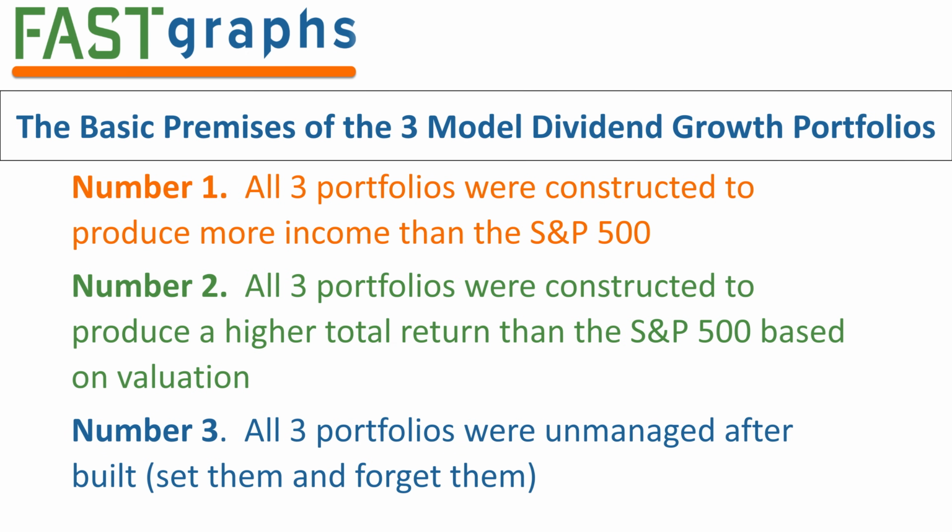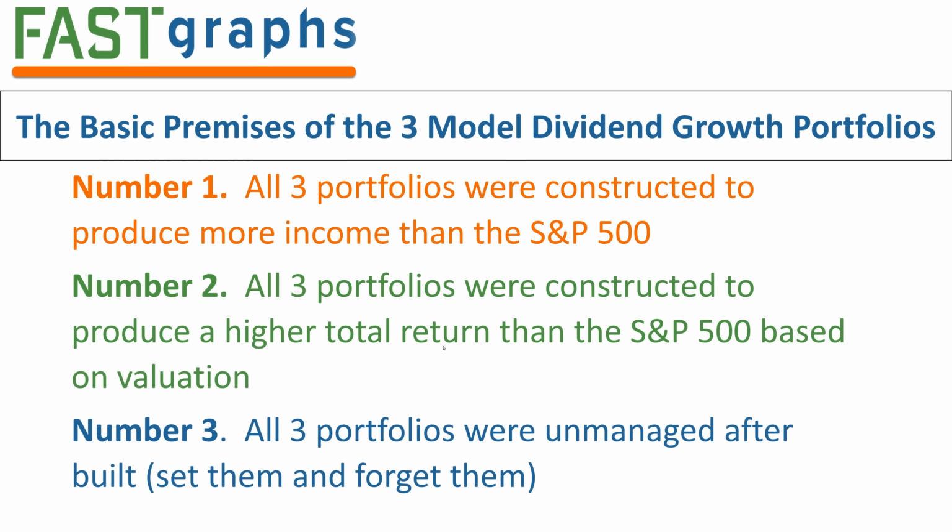Now, the basic premises of the three model dividend portfolios that I constructed back on August 24th of 2021 were, first of all, three portfolios were constructed to produce more income than the S&P 500. The idea of beating the S&P 500 was to do it on an income basis, because if you were looking for portfolios to provide you an income that you could live on, you wanted to basically get a higher yield. The S&P back then was just barely yielding over 1%.